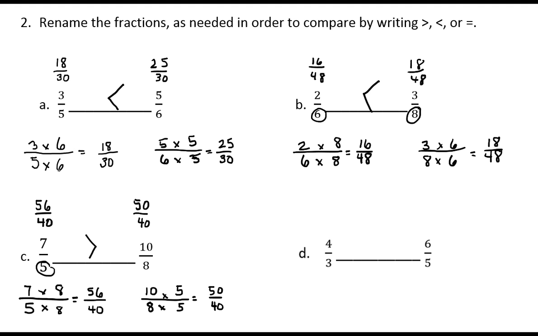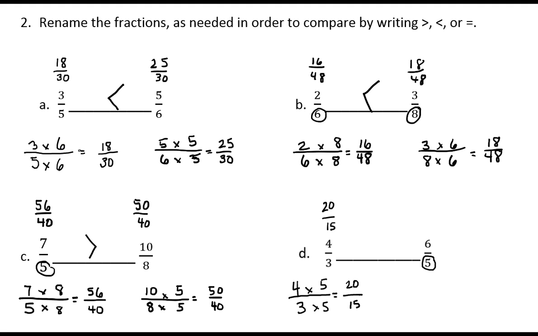And one more problem. You can see these are both improper fractions as well. I'll start with 4/3. Since I'm comparing them to fifths, I'll multiply my numerator and my denominator by 5. Instead of 4/3, I now have 20/15. So 4/3 is the same as 20/15.